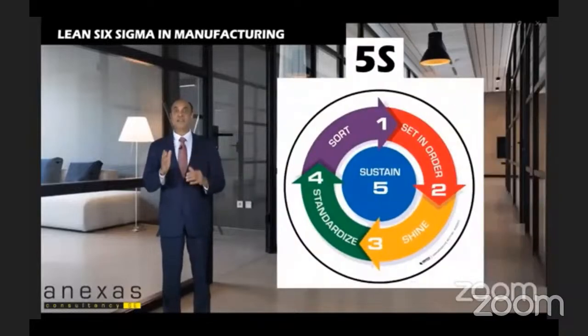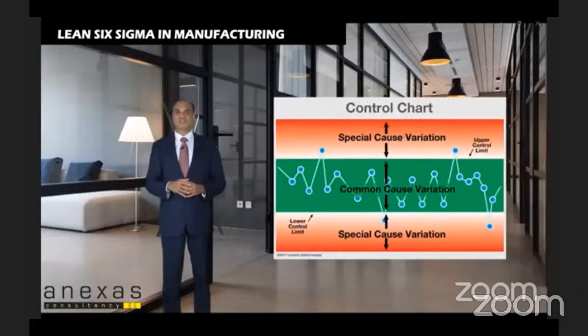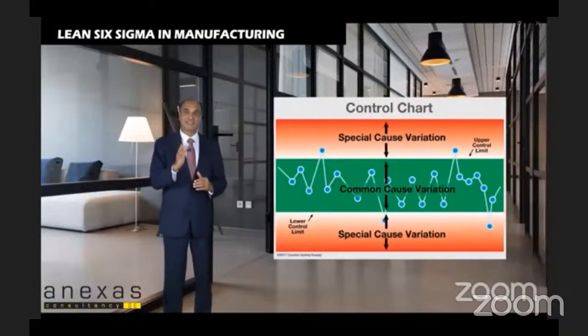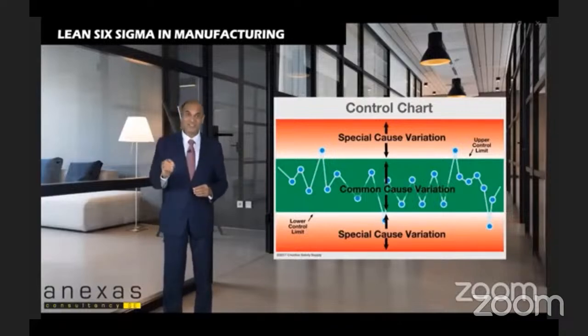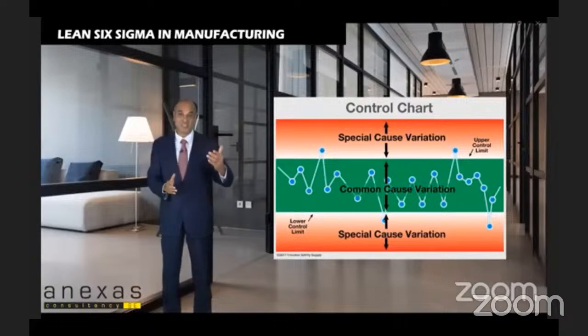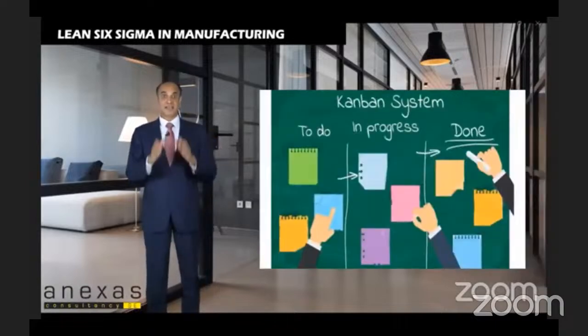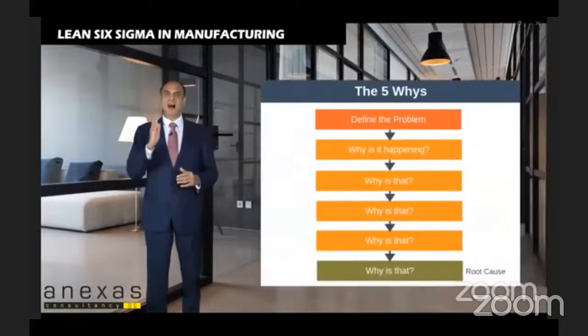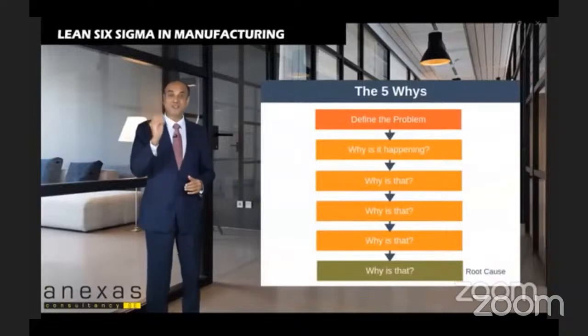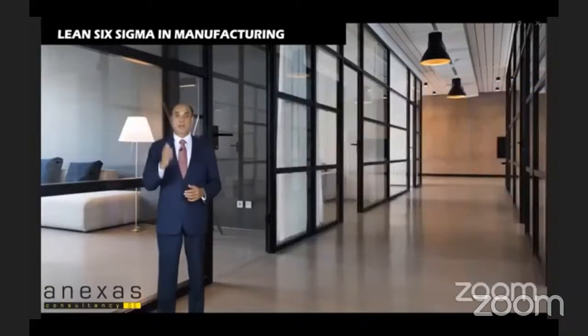5S. A well-organized workplace becomes important if you want to eliminate waste and reduce the errors. 5S is the way to do that. Control charts. By understanding the control charts, you can understand the difference between the common causes and special causes. For special causes, you take immediate action, and for common causes, you take long-term actions. Kanban. It is a visualizing tool on maximizing the flow of goods and work without unnecessary inventory or transportation. Then we have 5 Whys. Ask why 5 times and you will get to the root cause of the problem.